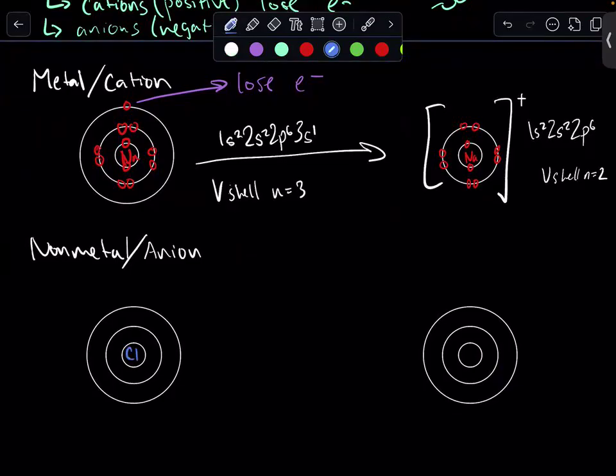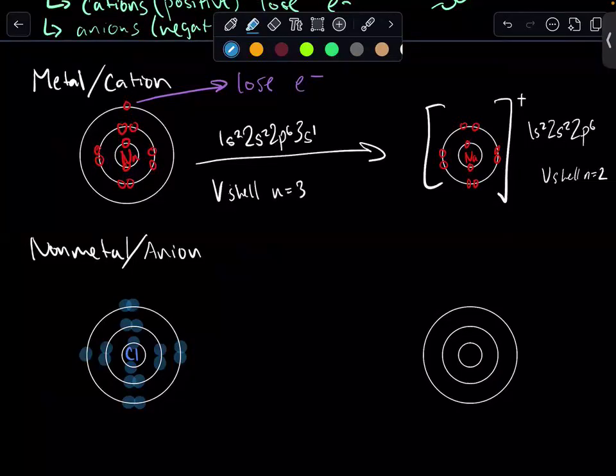Meanwhile, with our anion, chlorine has 1, 2, 3, 4, 5, 6, 7, 8, 9, 10, 11, 12, 13, 14, 15, 16, 17 electrons, or 17 electrons and 7 valence electrons. Very similarly, it's 1s2, 2s2, 2p6, 3s2, 3p5. It's going to gain an electron.